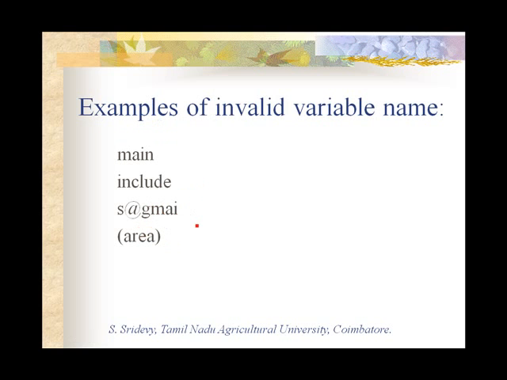Now I will show you examples of invalid variable names. Main is not a valid variable name because it is a keyword. Include is not a valid variable name because it is a keyword. S at GMA is not a valid variable name because this is not an allowed special character in variable names. And these two are not allowed in variable names. So these are the examples I can list for invalid variable names. Whenever a question is asked, you can judge whether it is a valid or invalid variable name depending upon the rules which we discussed.